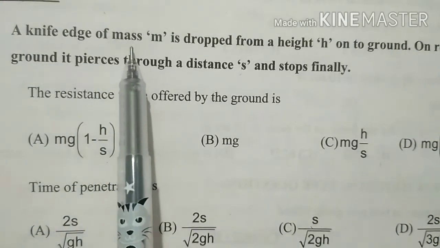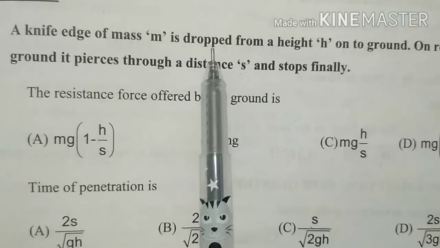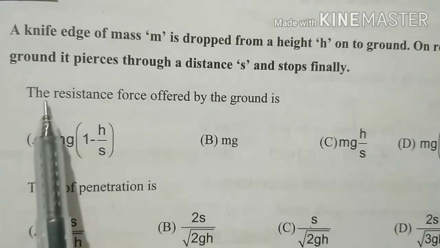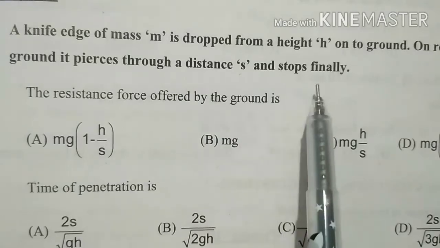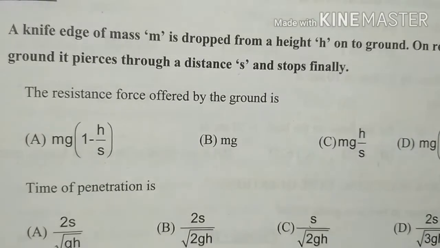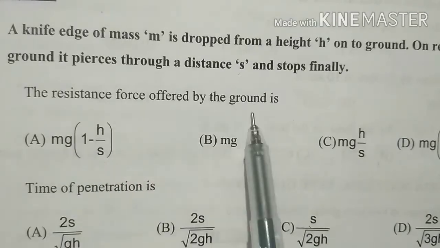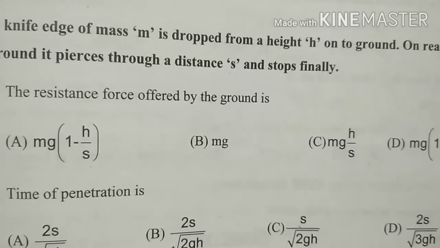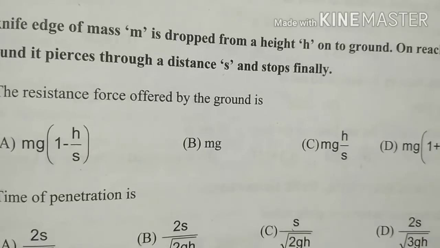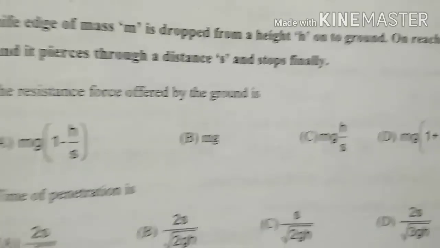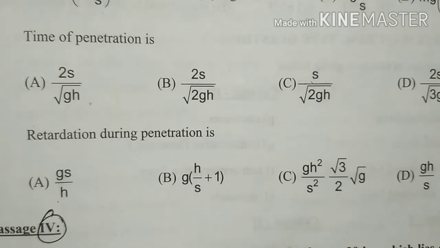A knife edge of mass m is dropped from a height h onto the ground. On reaching the ground, it pierces through a distance s and stops finally. So here you have to find three different things: the resistance offered by the ground, the time of penetration, and the retardation during the penetration. All these three questions we are going to solve.